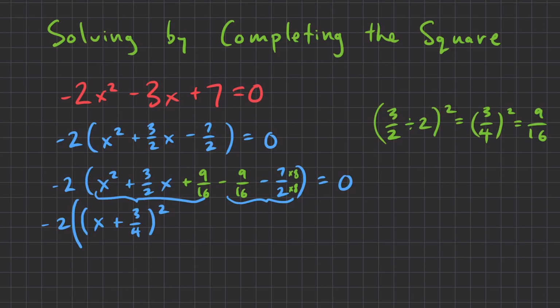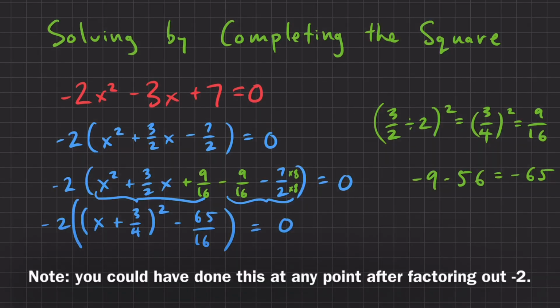So I'm going to have negative 9 minus 56 over 16. So negative 9 minus 56, that is equal to negative 65. So I have minus 65 sixteenths. Still all equal to 0.